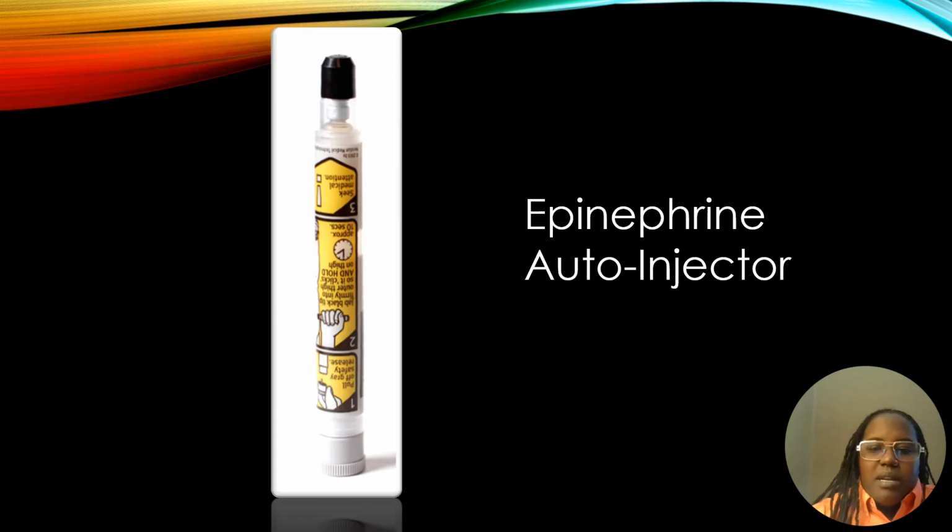This is our EpiPen auto-injector. It comes with multiple different names: EpiPen, EpiPen Junior being the version that's going to be for pediatric patients, and then Twinject. So make sure that you're familiar with all of those different names. This medication is going to be given for patients showing signs and symptoms of moderate to severe allergic reactions or anaphylaxis that has respiratory distress and showing signs and symptoms of anaphylactic shock.